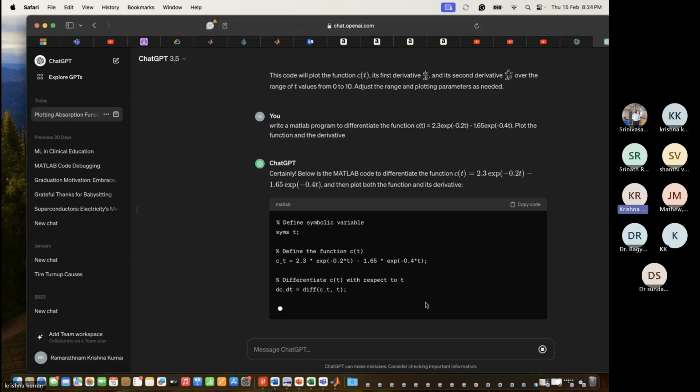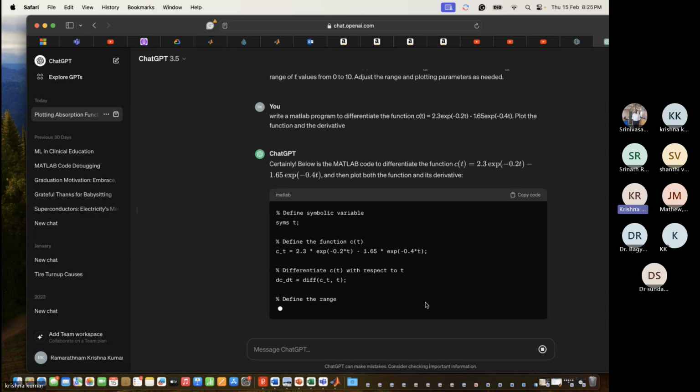So diff is the function. See, first what it does is syms t. That means it's a symbolic manipulation. A function is given, and it is going to differentiate like what we do. The next line is the function. It has defined the function: 2.3 into exp of minus 0.2 t, minus 1.65 exp of minus 0.4 t. Yes. So that is the function C of t.